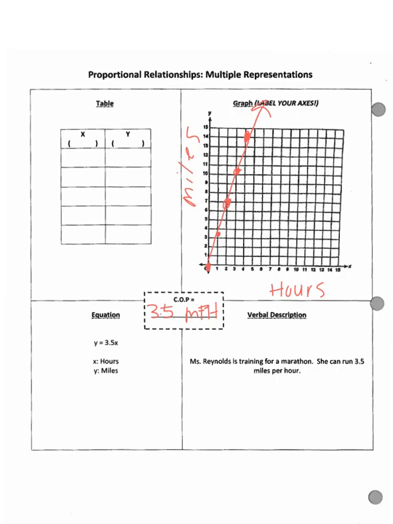And our table would be hours and miles. So 0 hours, 0 miles. 1 hour, 3.5 miles. 2 hours, 7 miles. 3 hours, 10.5. 4 hours, 14 miles.